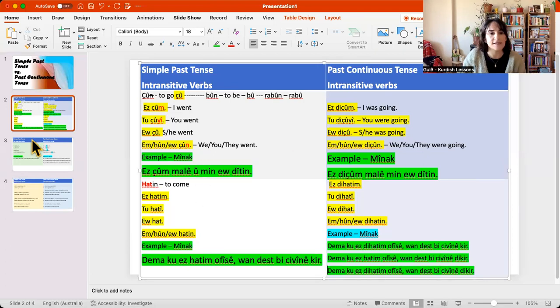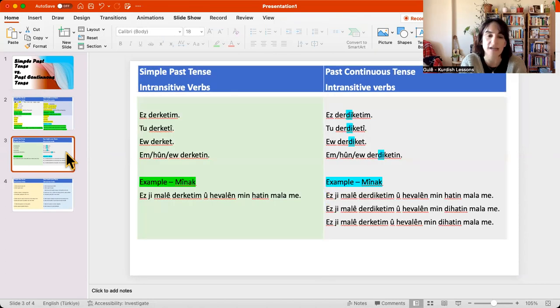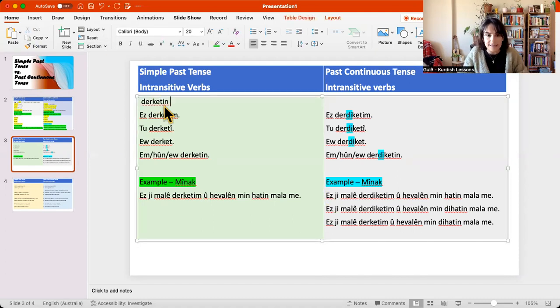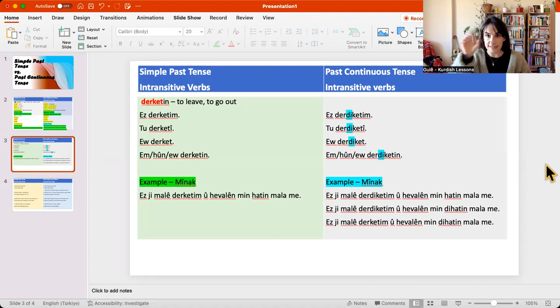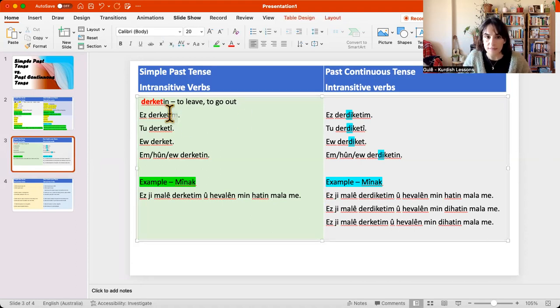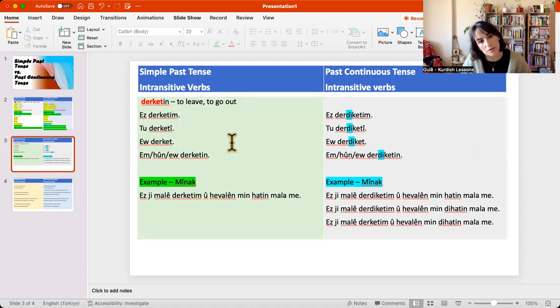So now let's have a look at the second part. Again, we continue with intransitive verbs. Let's have a look at درکتن. It is to leave, right? To go out. As I told you, if you have an n at the end of the infinitive form, you drop the n, and the rest is your step. So درکت is the step. As درکتم, I left. To درکتی, you left.